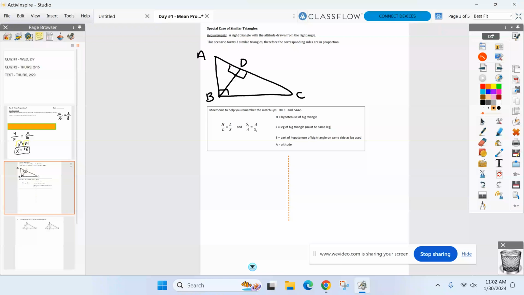I got 3 triangles, right? Instead of going ABD, DBC, ABC, let's call this one triangle 1, this one triangle 2, and then we'll call the big one triangle 3. It's just easier to communicate that way.